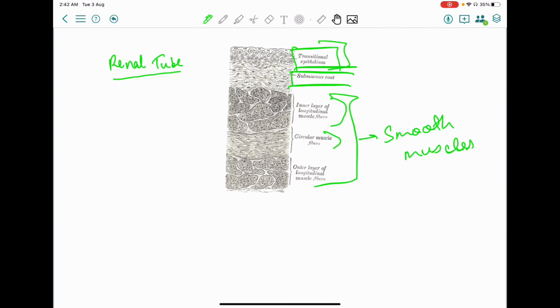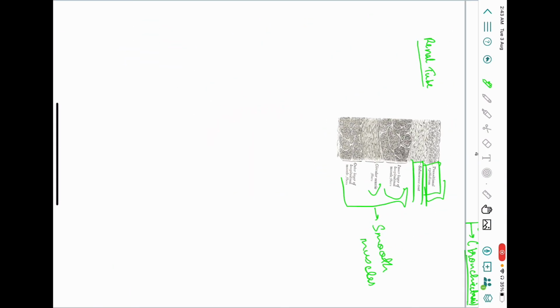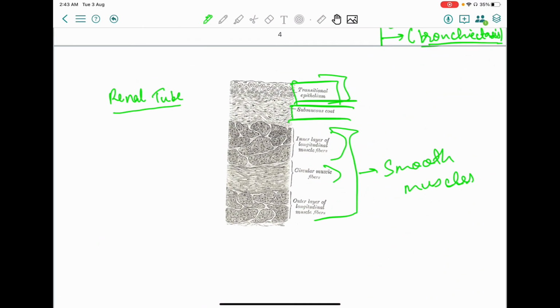And everything else is the same. Just remember that they have smooth muscles and there is transitional epithelium. So this is the renal tube. And what are smooth muscles for? Do you know? These smooth muscles help relax the sphincters, and help in the micturition process in the renal tube.